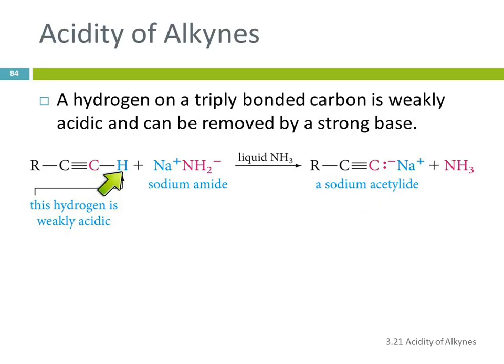When it loses this hydrogen ion, it becomes a negative ion because it has this extra electron, a negative charge. It's attracted to the sodium ion, and we get something called a sodium acetylide. But the hydrogen on that double bond can do this.